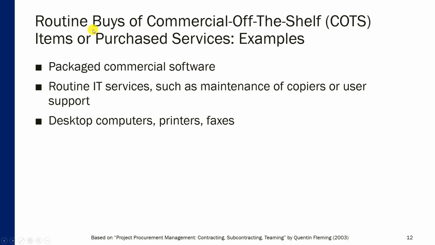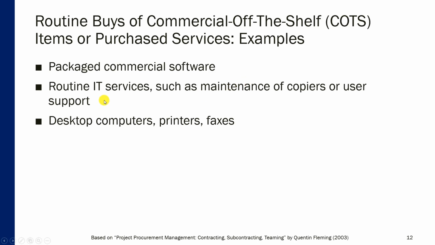So some examples of routine buys of commercial off-the-shelf software items or services include packaged commercial software such as Microsoft Office. It's already there. You just negotiate based on the number of licenses that you need and based on the kind of functionality you want this package suite to offer. Routine IT services such as maintenance of copiers or user support, it's also something generic. You as a company, you will not get ahead of your competition if you have superior maintenance of copiers. It's important, but not that important.